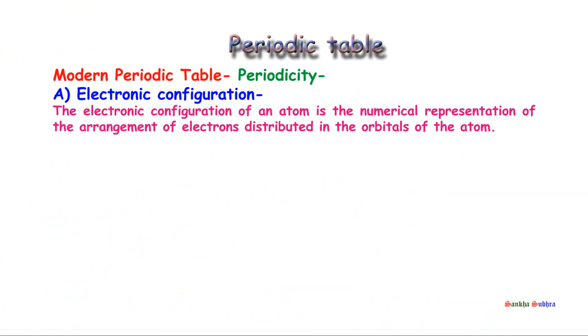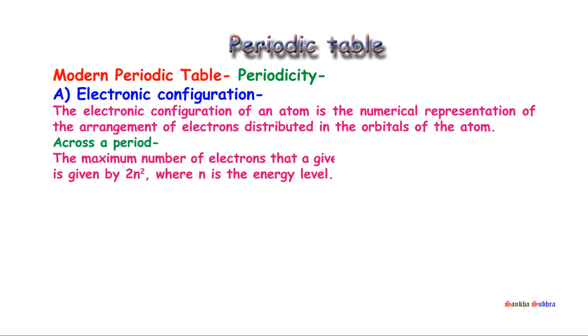Now we will discuss each and every periodic property. That is, each and every periodicity will be discussed right now. The first item which is going to be discussed is known as the electronic configuration. The electronic configuration is nothing but the numerical representation of the arrangement of electrons distributed in the orbits of an atom.